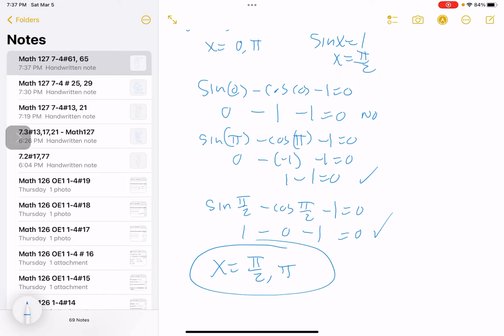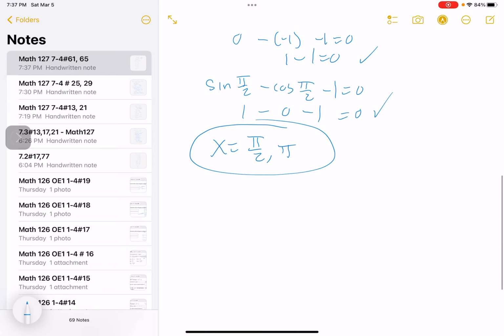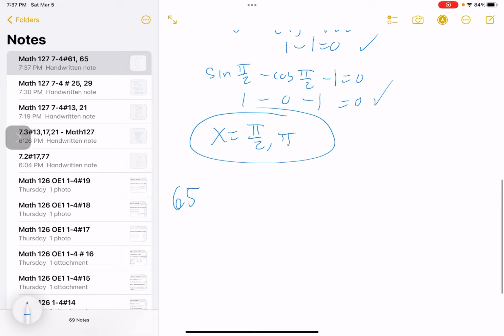And the other one from this pair is 65. So 65 says cosecant squared x minus 2 cotangent x equals 0. So again, this relates back to the Pythagorean identities. And so if you don't see this, I really encourage you to go back and study, memorize the Pythagorean identities, just to get really familiar with all the identities, because they relate these.